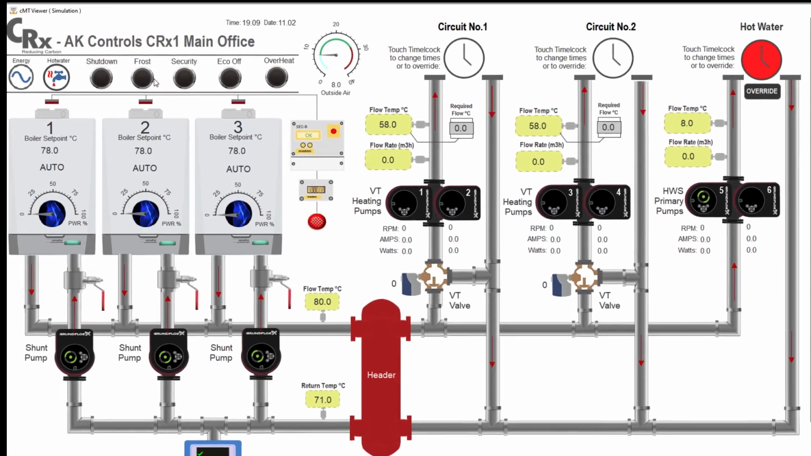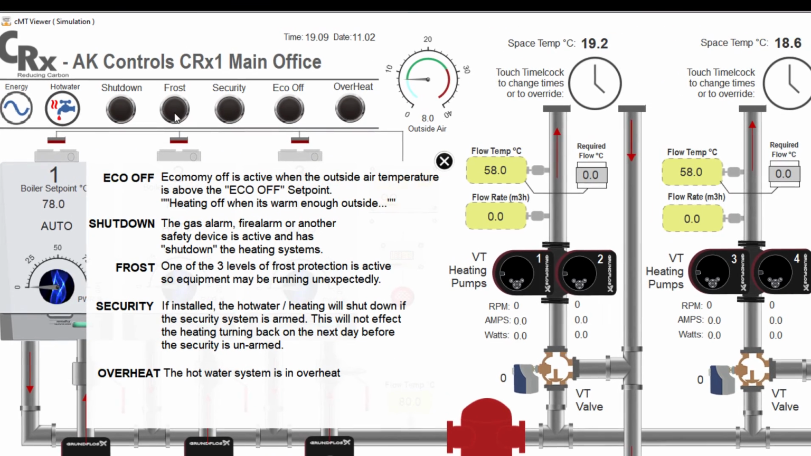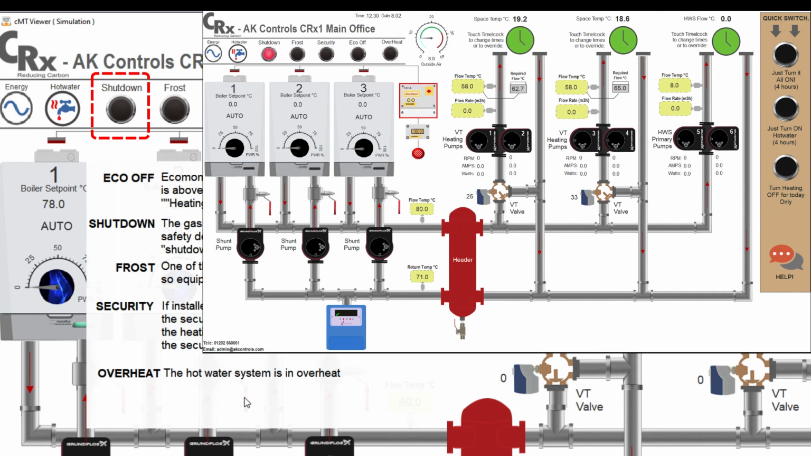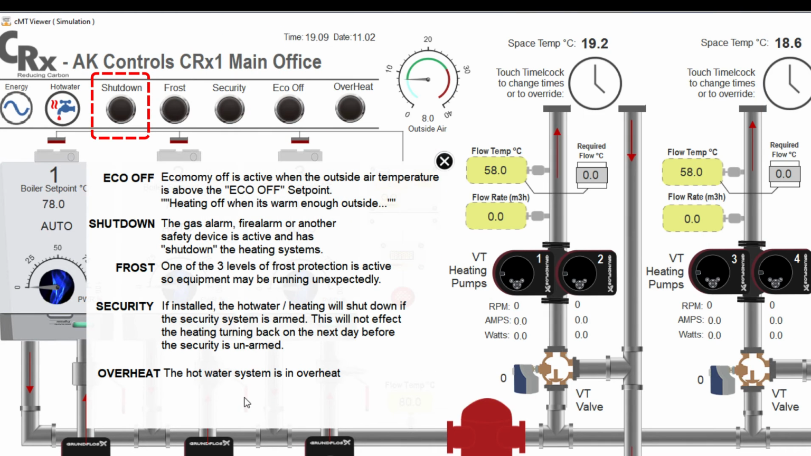There are some additional indicators at the top of the screen. Touching any of them will pop up a text description of what they indicate. Shutdown indicates that a safety interlock has activated. This could be a fire alarm, gas safety system, stop button, or a pressure failure.